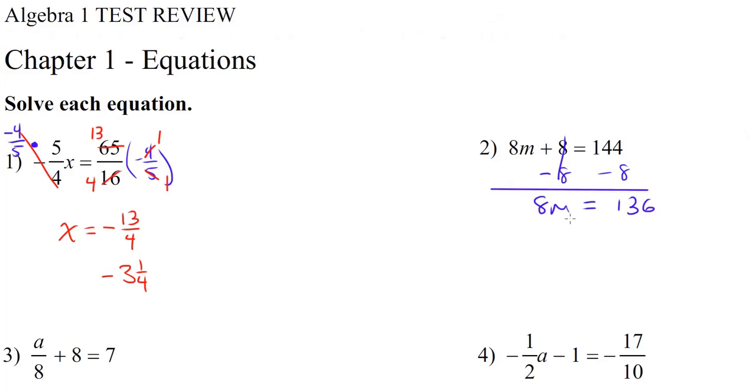Second step, undo multiplication or division. We have to get rid of this 8, which is multiplying m, so we're going to divide both sides by 8. On the left, the 8's cancel each other out, leaving us with m. And on the right, 136 divided by 8 is 17.